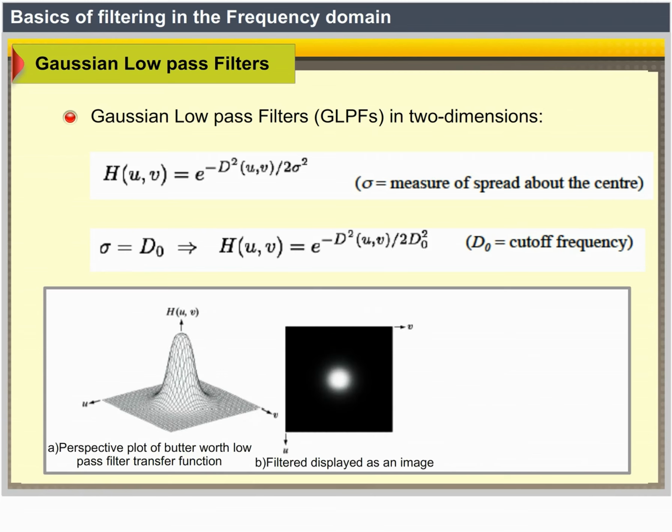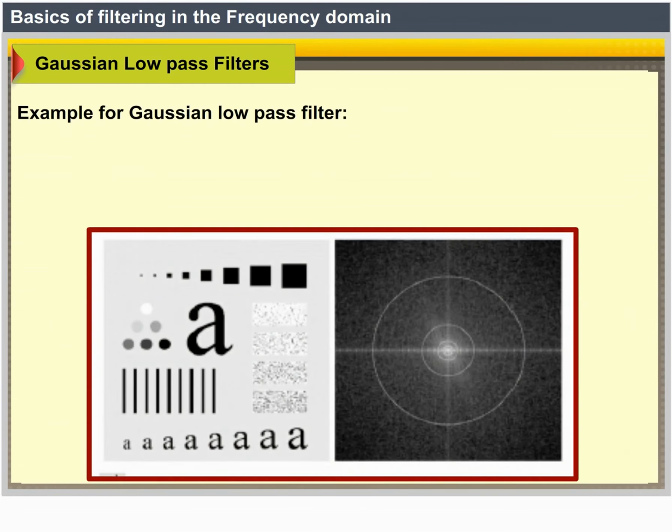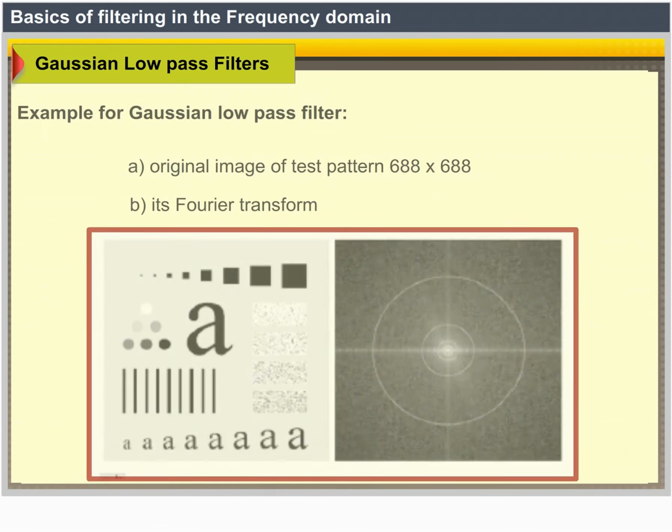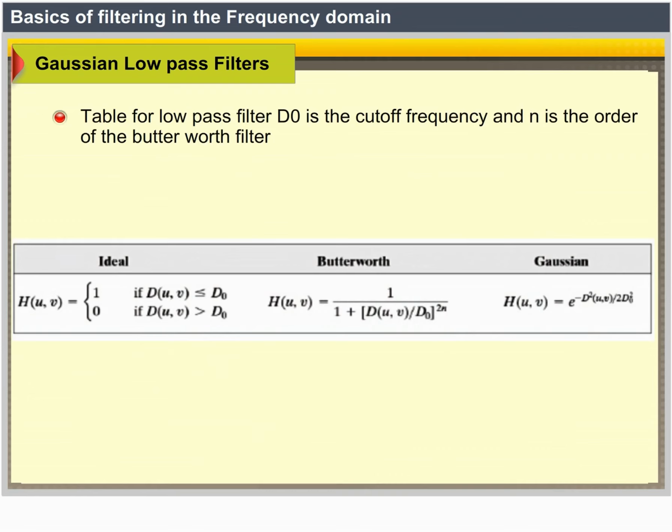Example for the Gaussian low-pass filter is represented on the screen. Figure A, original image of test pattern 688 by 688, B, its Fourier transform. The table shows the low-pass filter, where D0 is the cutoff frequency and n is the order of the Butterworth filter. Image sharpening using frequency domain filters.